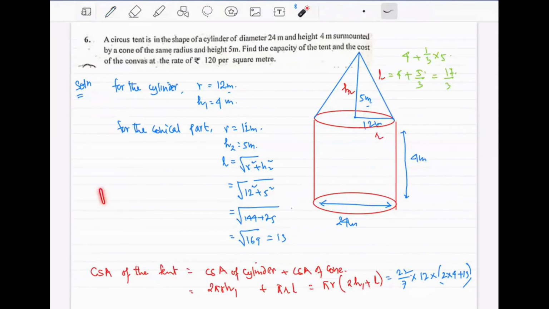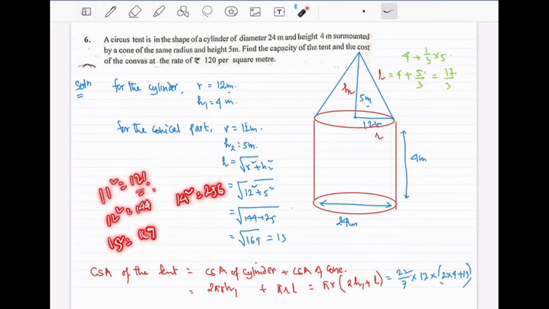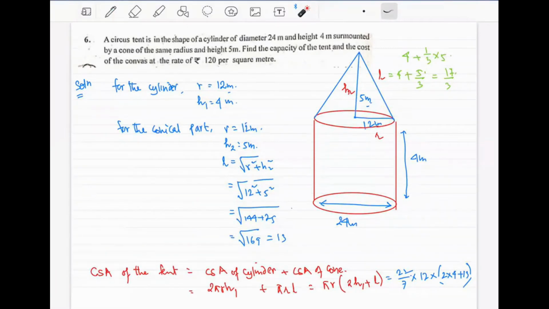Okay, you have to understand that 11 square is 121. So 12 square is 144. 13 square is 169. 14 square is 196. 15 square is 225. So the square of numbers from 11 to 15, try to remember them.